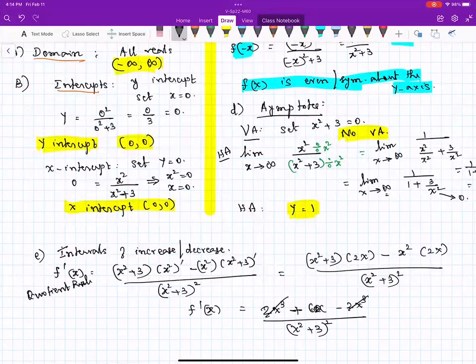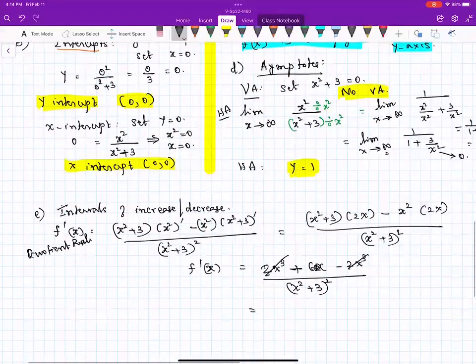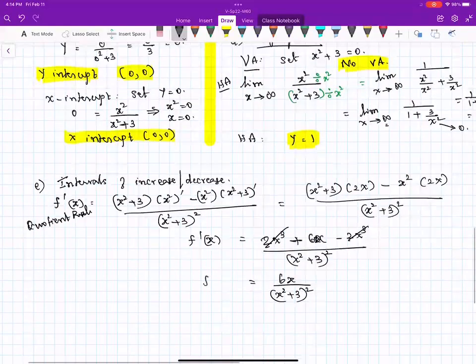So 2x cube gets cancelled. So it is 6x over x square plus 3 the whole square. So that will be our f prime x. So the denominator is always positive. The reason being, first of all, it's a square, and also inside the square, you have x squared plus 3. So it is doubly positive. So everything in the denominator is positive.